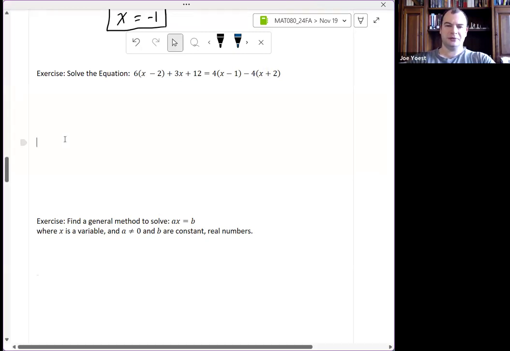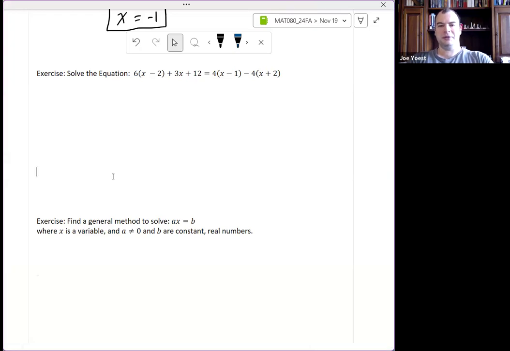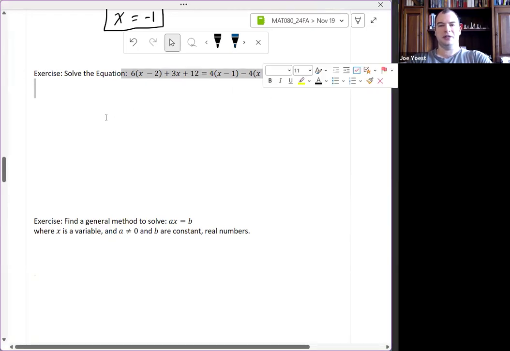So maybe take about 4 minutes to solve these two. It's going to take a little while to do all the simplification, so be really careful with all the minus signs. We'll come back in about 4 minutes and discuss these two exercises. And maybe about halfway through, I'll give you a bit of a hint on this first one.